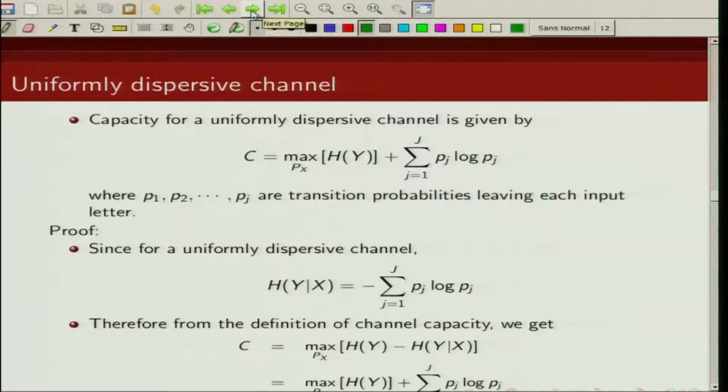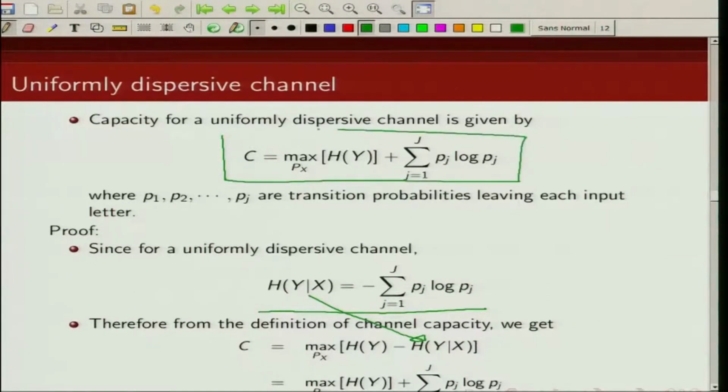So this follows straight away. We just proved that uncertainty in Y given X is given by this expression. Now if we plug this value here in the expression for capacity, we get our desired expression. So this is the expression for capacity for a uniformly dispersive channel.